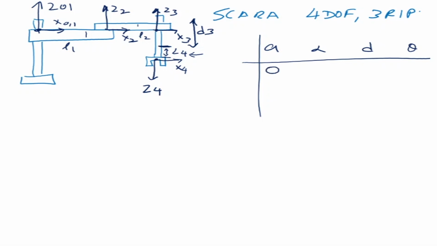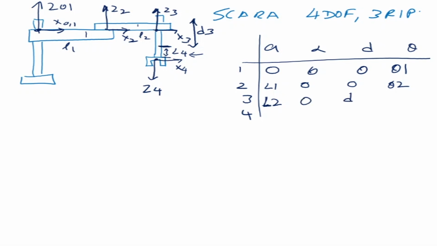Frame 0 and the first frame are the same, so it will be 0, 0, 0, theta 1. Then the second frame is shifted by a length L1 in the x direction, so it is L1, 0, 0, theta 2. Then the third frame is at a distance of L2 from frame 2: L2, 0.